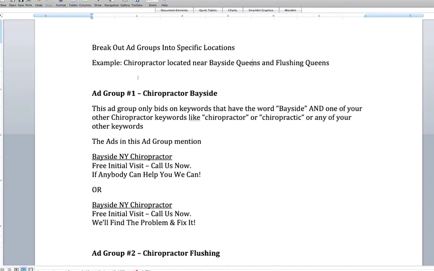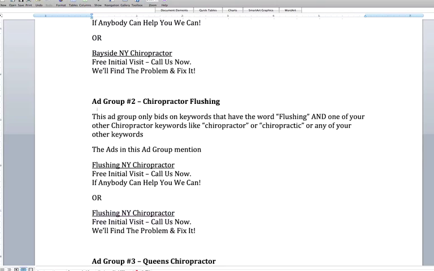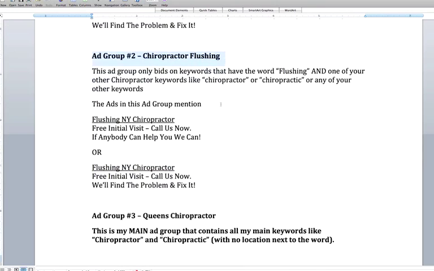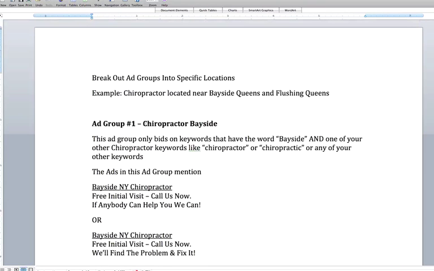So what this chiropractor would do, what I would do for them, is that I would break out one ad group and call ad group number 1 Chiropractor Bayside. I'll show you exactly what we would do here, and then I'll go back to this in a second. Ad group number 2 would be Chiropractor Flushing, and ad group number 3 would be Queens Chiropractor, and this would be my main ad group that would contain all my main keywords. I'll explain what that means in just a second. So here for chiropractor, I would probably break it out into these very simple 3 ad groups.